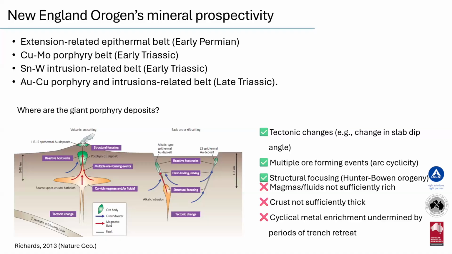We've got a couple of questions from home. Mike asks, what drives the slab retreat in the New England Orogen? So I guess what drives slab retreat in general is the negative buoyancy of the oceanic lithosphere. So slab retreat actually is the norm rather than the exception.